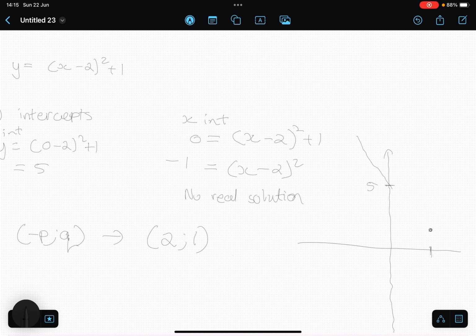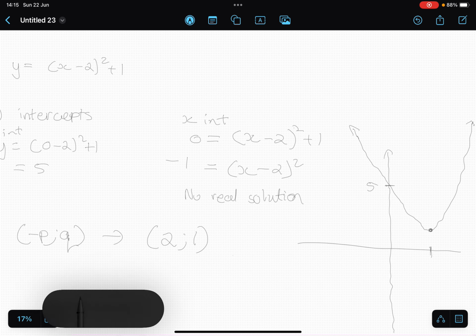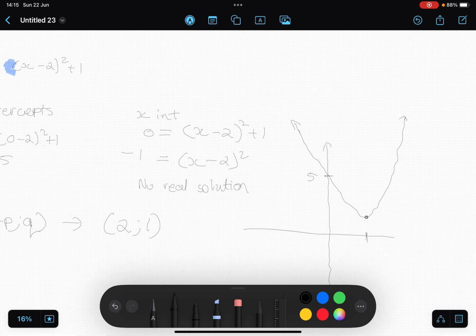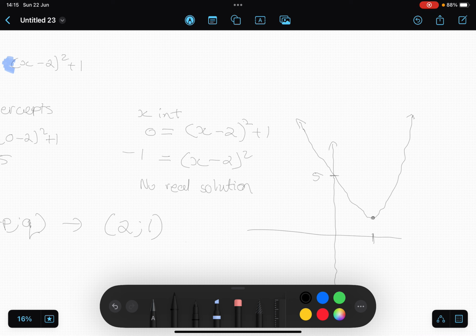You can see that it goes through here, turns here, and it goes up. Remember, the shape of this is a smiley face because there is no negative in front of that bracket. If there was a negative by this bracket where I'm highlighting, that would mean we would have a sad face. So in this instance, it will be a smiley face. And you can see how now we don't have an x-intercept, so it makes sense why we have no real solution. Okay, hope that makes sense.